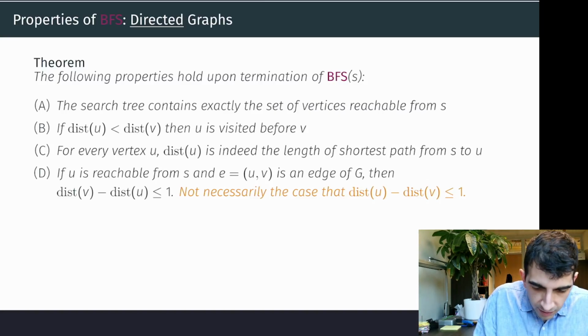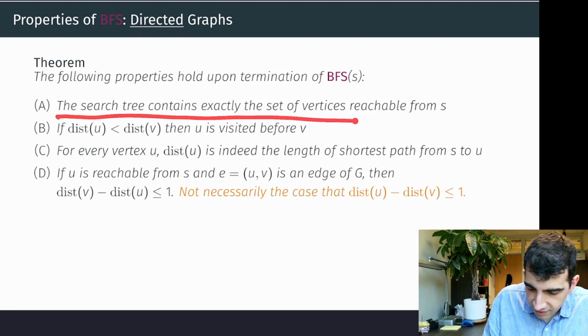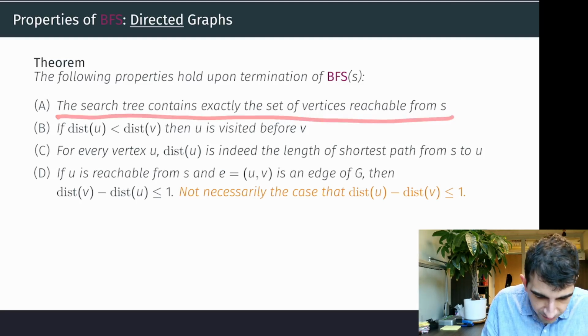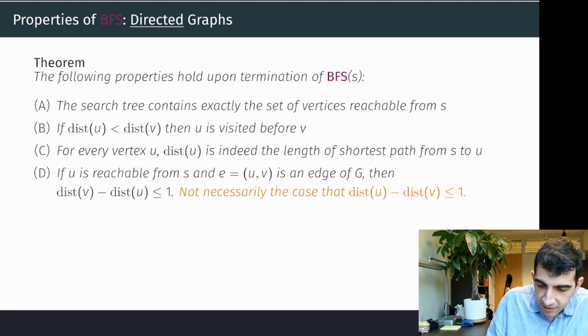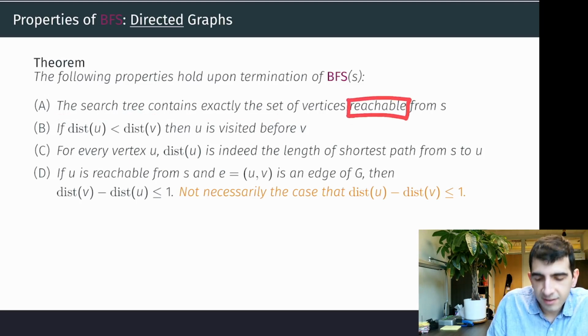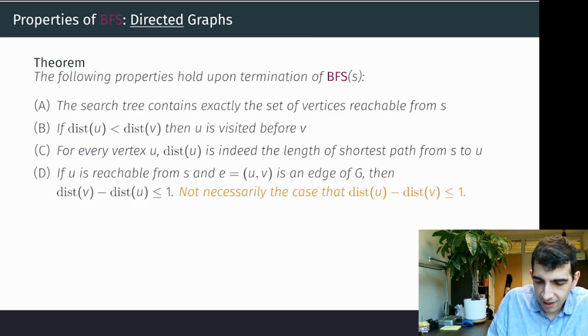So we still have the property where the search tree contains exactly the set of vertices reachable from S, but this is a slightly different task, right? This is reachable from S. In the undirected case, this was connected to S. So reach and connectivity are different things. And so in the directed case, we have this concept of reach, as we explained before. And so this property changes slightly, although its spirit remains the same.